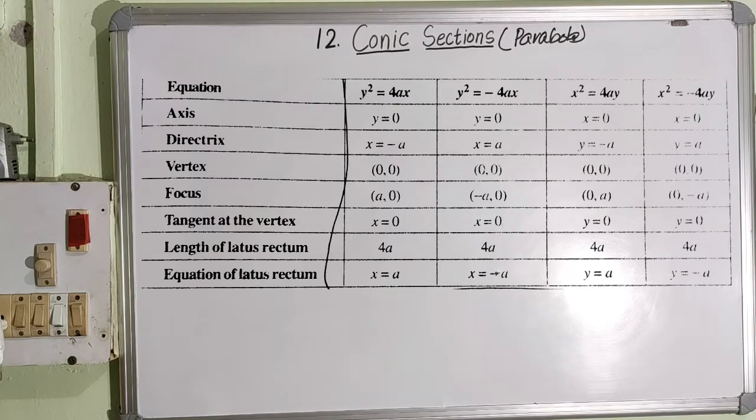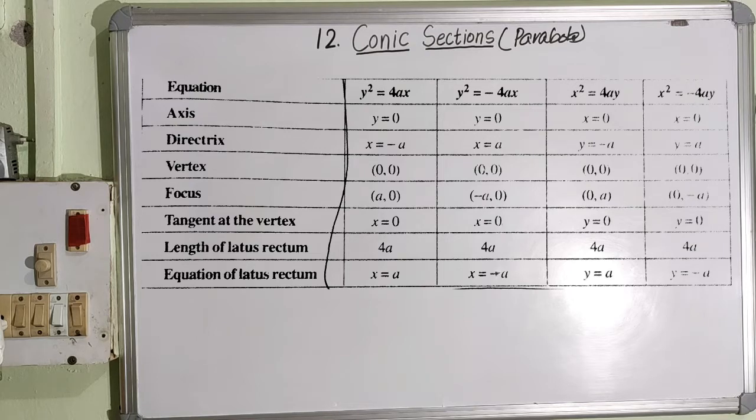The first column that you see, y square is equal to 4ax, this is the right-hand parabola. Second column belongs to left-hand parabola. Third column belongs to upward parabola. And fourth column belongs to downward parabola. Now we can see what the axis is. Axis for the right-hand parabola and left-hand parabola is the same, the x-axis. And on the x-axis, y is always 0. Therefore, the equation of the x-axis is always y is equal to 0.